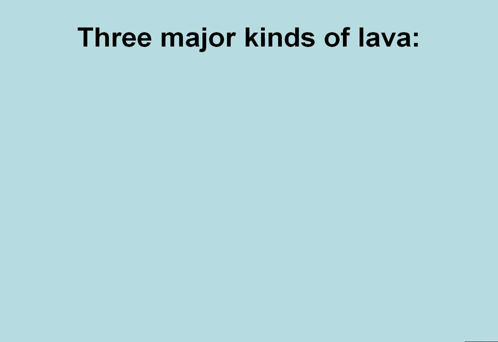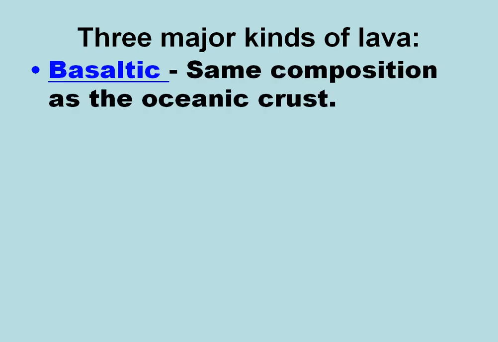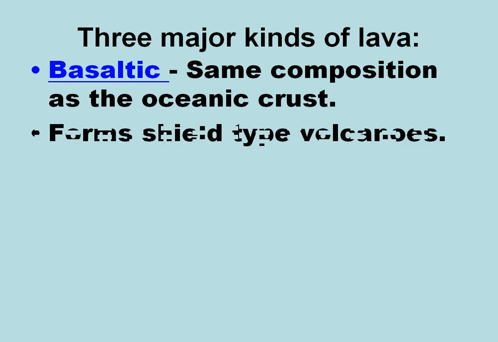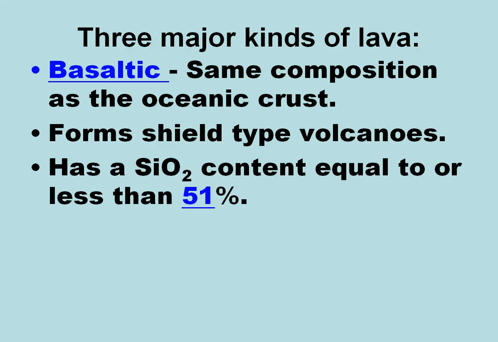Now there's three major types of lava. There's basaltic type lava. This is the same composition as the oceanic crust. It tends to form shield type volcanoes. Has silica content, silicon dioxide content, of equal to or less than 51%.